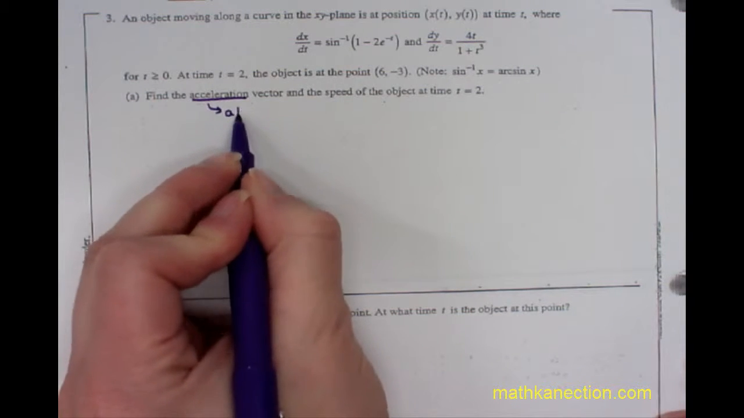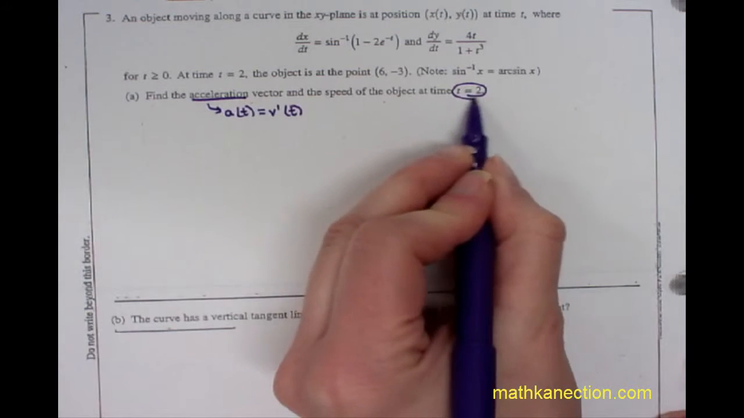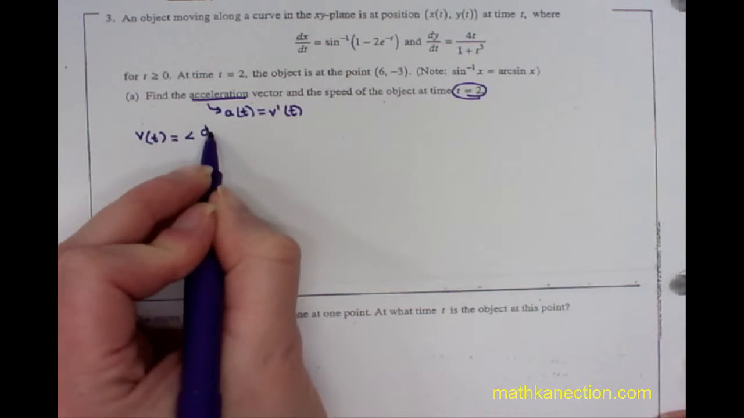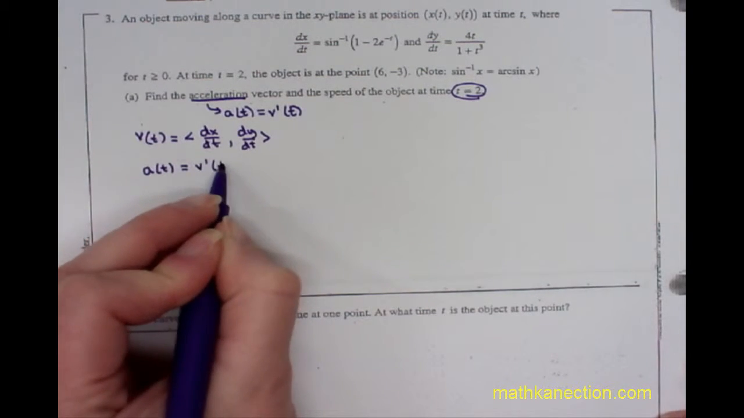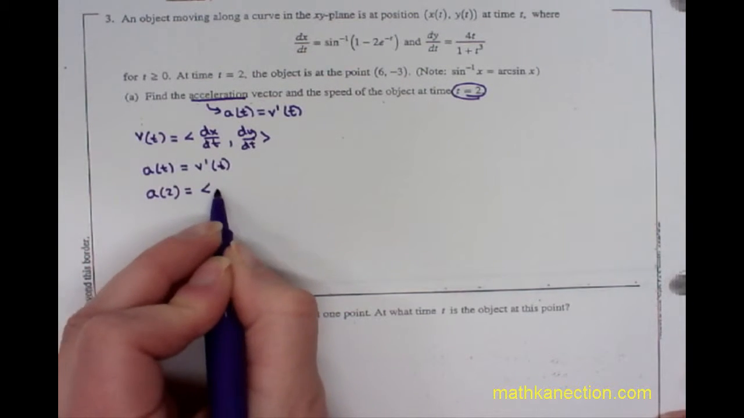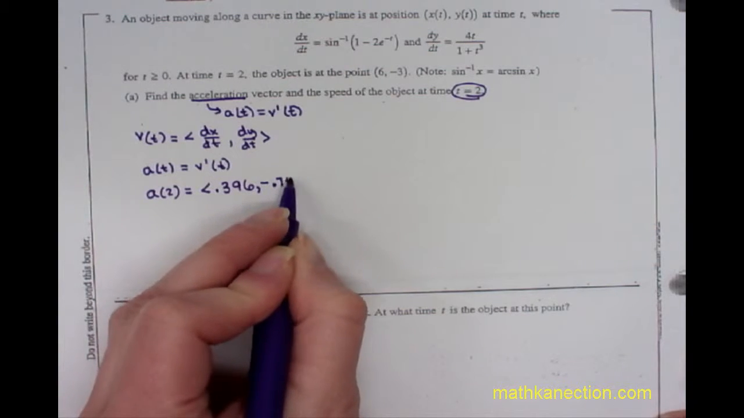So the acceleration vector is the derivative of velocity. The velocity vector is just dx/dt and dy/dt for its components. To get the acceleration, take the derivative of velocity, and you get the components 0.396 and negative 0.741.